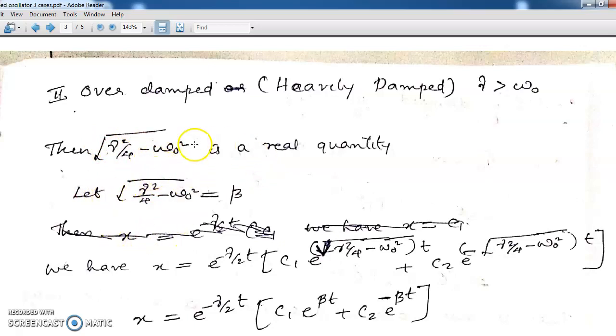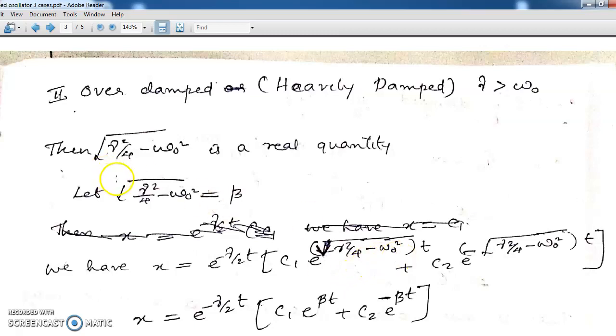So the solution for the differential equation that we got earlier is x is equal to e raised to minus gamma by 2 into t, c1 exponential root of gamma square by 4 minus omega 0 square into t, plus c2 exponential minus root of gamma square by 4 minus omega 0 square into t. Here this term will be a positive quantity because gamma is greater than omega 0. Just remember that in the underdamped case, gamma was less than omega 0, and in that case we took a minus sign outside in order to make the root a positive quantity. Here no such problem arises, since gamma is greater than omega 0, so this value will definitely be a positive quantity.